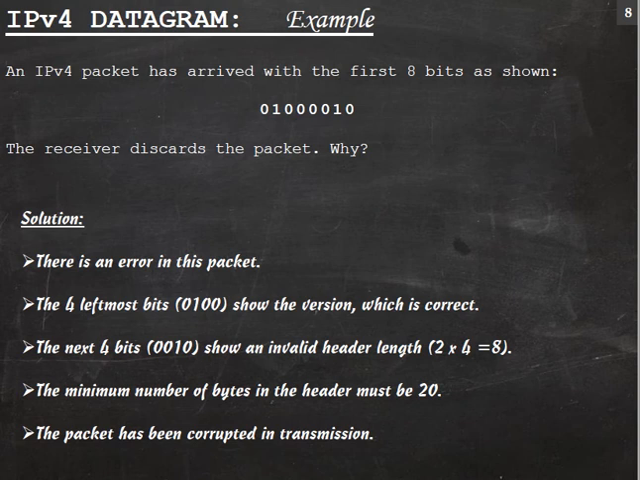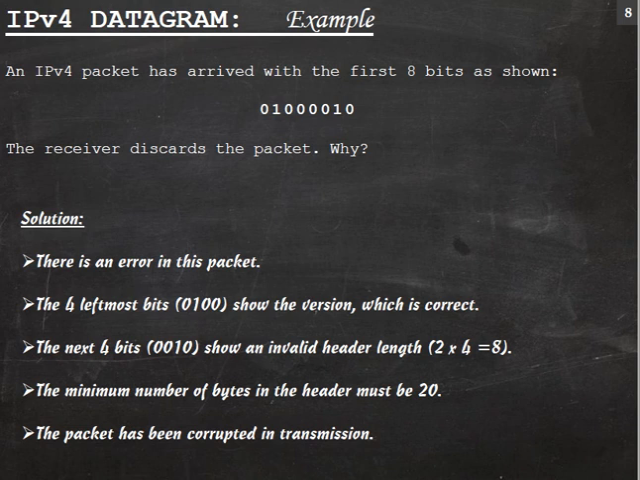With this, we'll see some problems related to this. The first example, the question says an IPv4 packet has arrived with the first 8 bits as shown. The bits are 01000010. The receiver discards the packet. Why? In this problem, 8-bit data has been given, the receiver has discarded the packet, and we need to give the reason why.